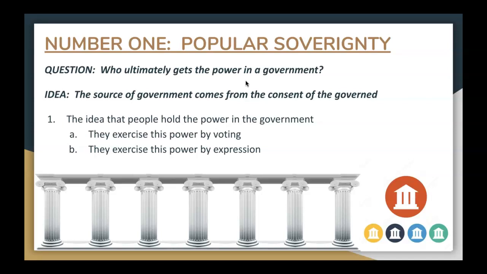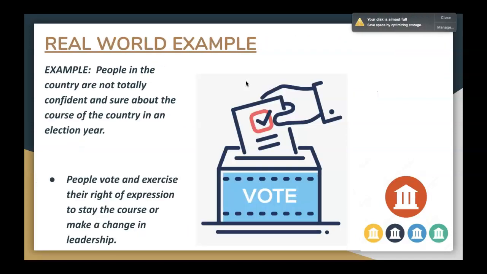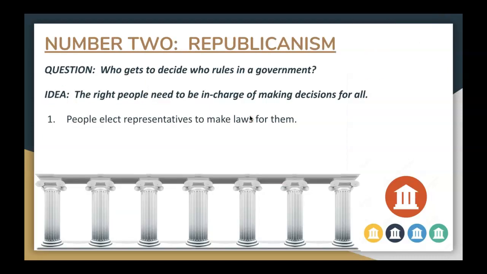They exercise this power by voting. They exercise this power by expression. An example of this might be people in a country who are not totally confident about the course of the country in an election year. So people vote and exercise their right of expression to stay the course or make a change in their leadership to maybe yield better results. That's an example of popular sovereignty.